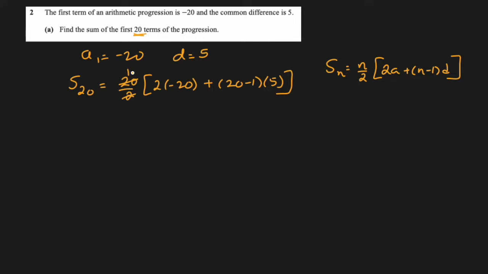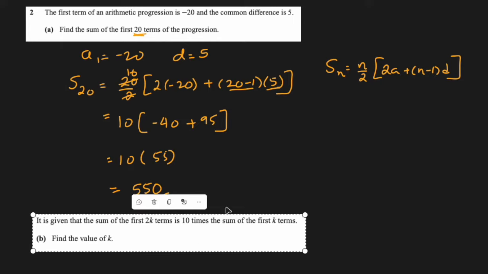So it will be 10. So 10 times minus 40 plus 95, since 19 times 5 is 95. So 10 times 55, which is 550. This is the sum of first 20 terms. B part. It is given that the sum of first 2k terms, it's not 2000, okay? K means 1000, but here k means some constant. The sum of first 2k terms is 10 times the sum of first k terms. Find the value of k.